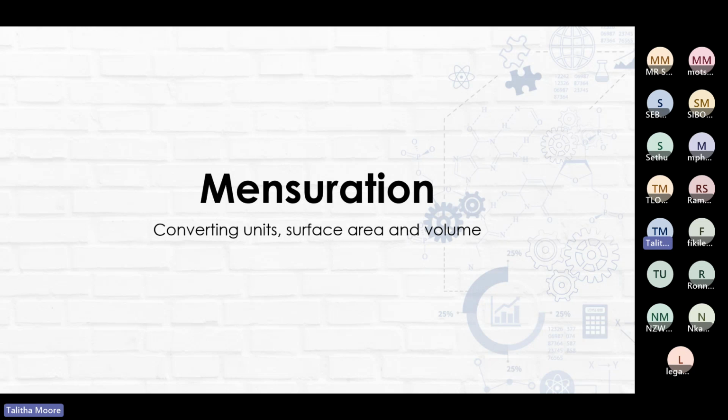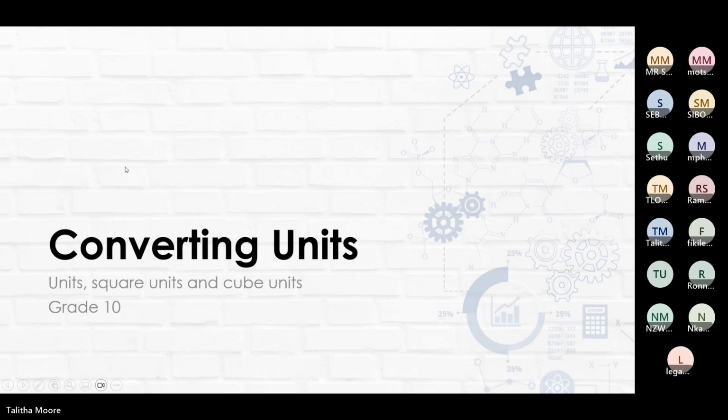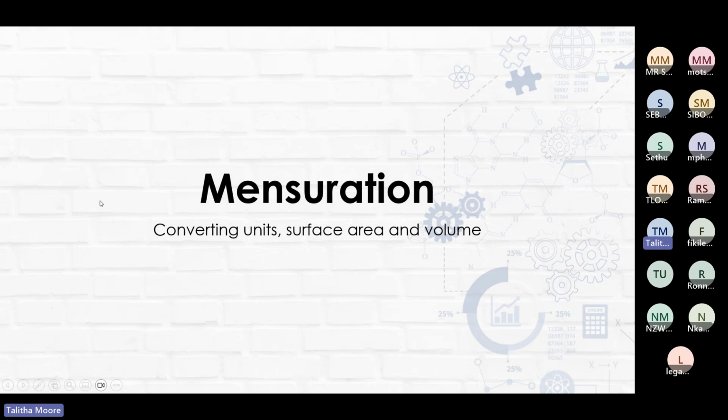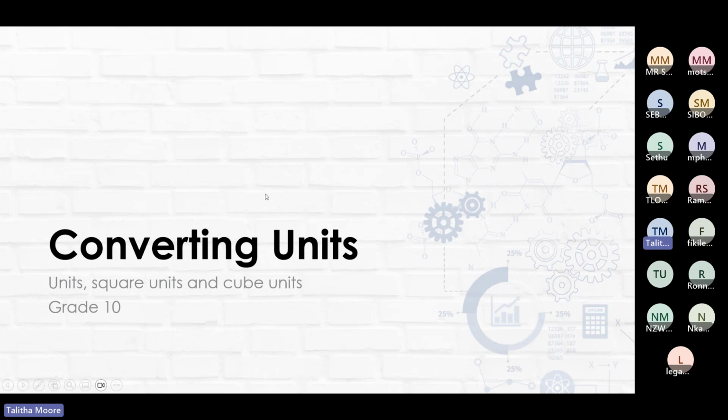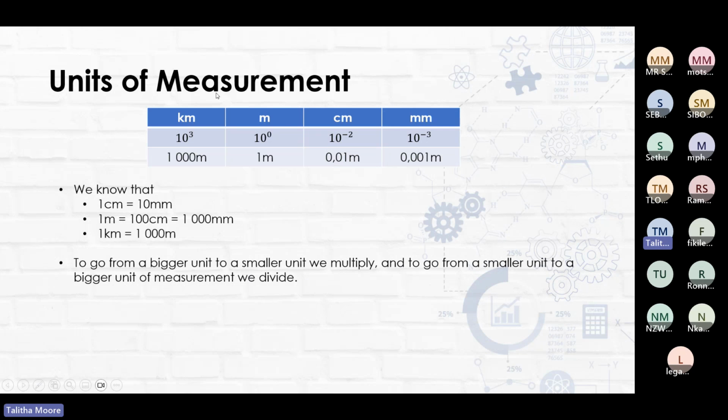Okay, cool. So mensuration. Firstly, this is covered in grade 11 and grade 10. And of course, in grade 10, you look at converting units from normal standard units, square units, and of course, cube units. Now, we're units of measurement. So we're looking at kilometers, meters, centimeters, and millimeters.